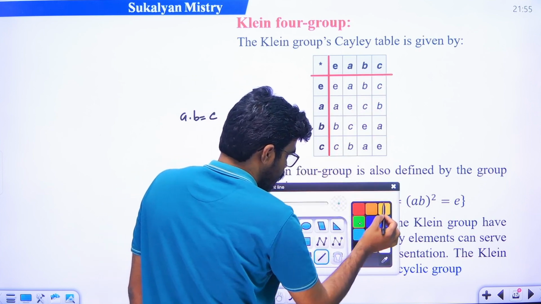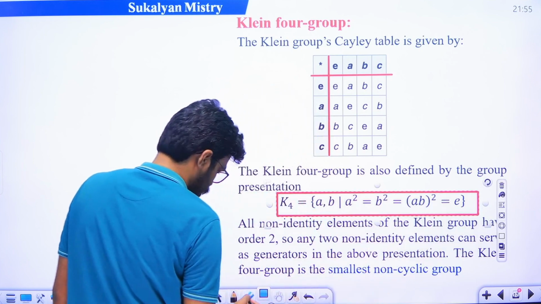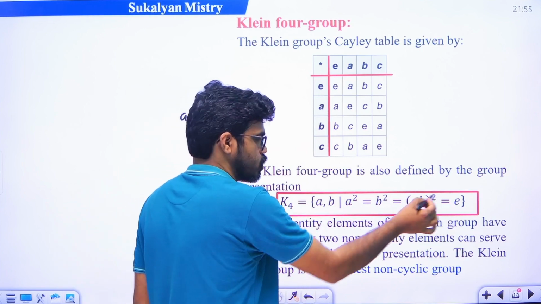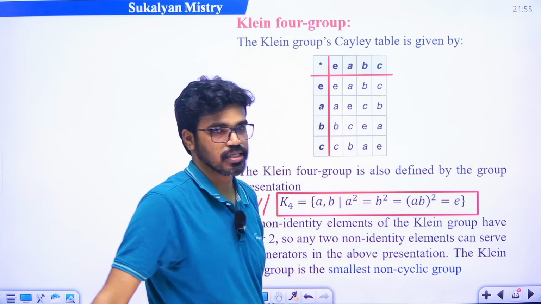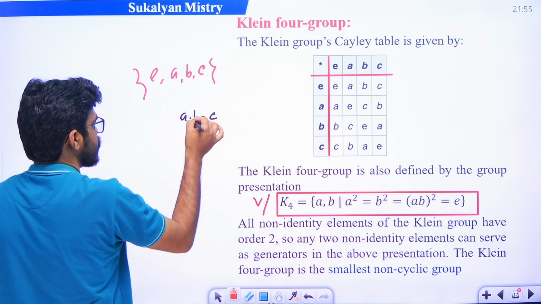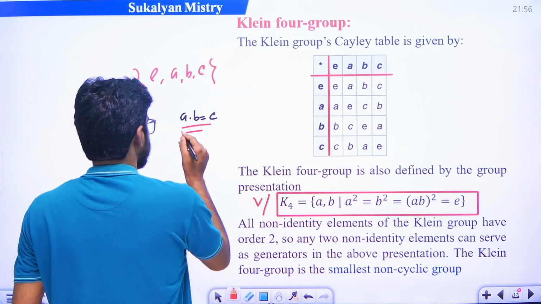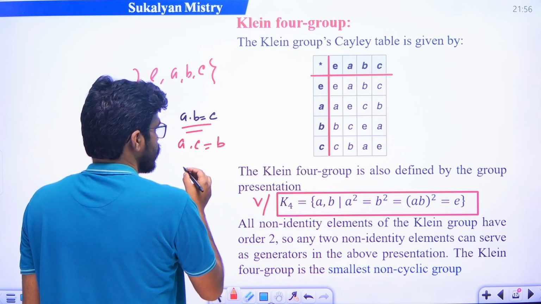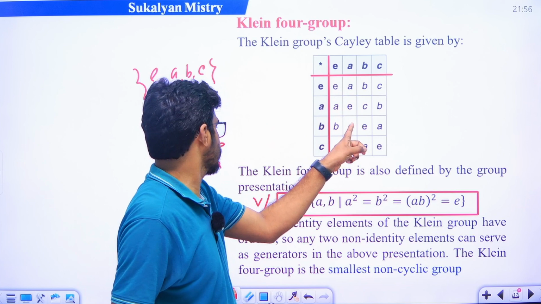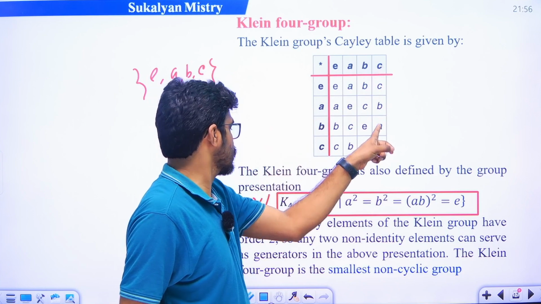See how it is defined, this is defined this way. Klein's 4 group is denoted by K4, or we can also represent it by V. A, B such that A square is equal to E, B square is equal to E and AB whole square is equal to E. So see what elements are here: E, A, B, C. AB is denoted by C. A dot B is C. A dot C is defined as B. C dot A is B. B dot E is E, B dot A is C, B dot B is E, that is B square is E, B dot C is A.